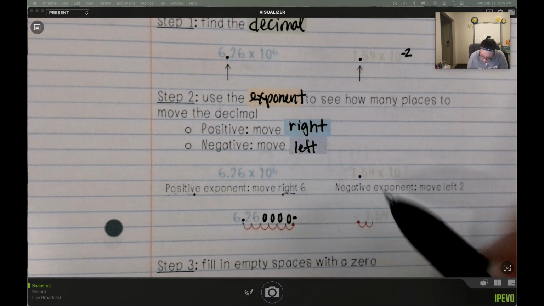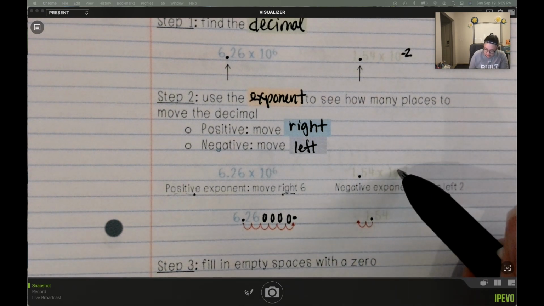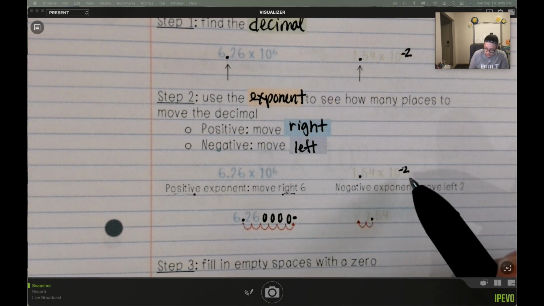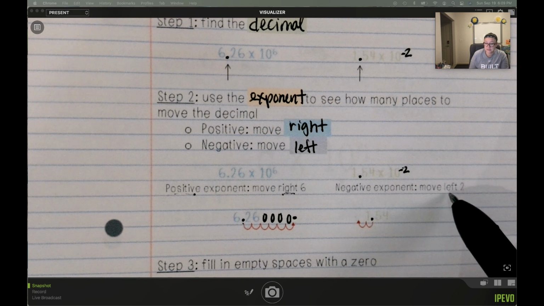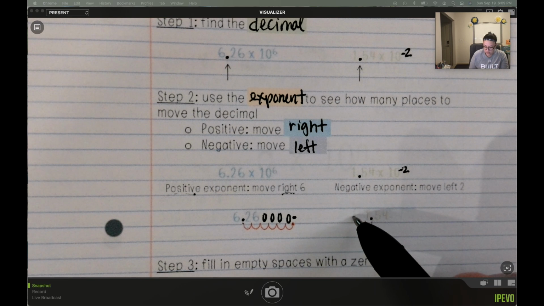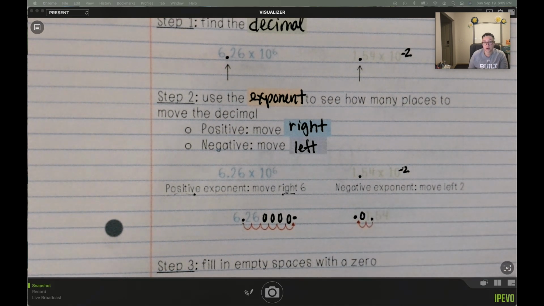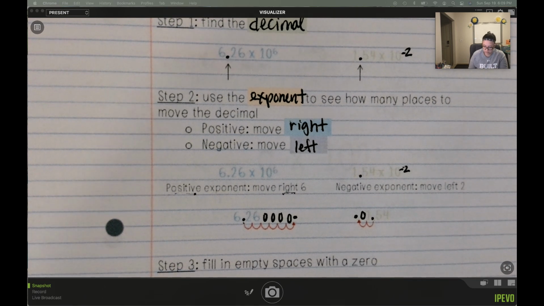Here, 1.54 times 10 to the negative second. Negative means we move to the left in 2 spaces because my exponent is 2. So we move it once, we move it twice, and now it goes here. And same thing, to hold a place value, we fill in that open jump with a 0.